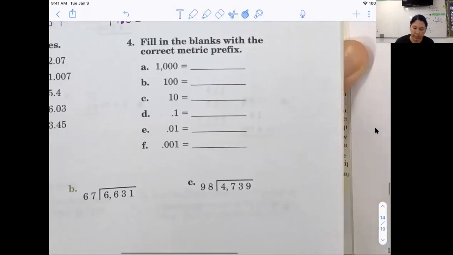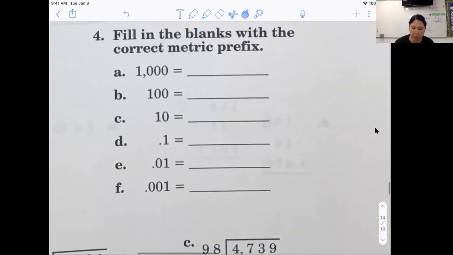All right, let's look at number 4. Let's see who remembers their prefixes. Pause the video here and see if you can do it. And then push play and I'll show you the answers. Okay, here we go. 1,000, kilo. Who got that? Give yourself a star if you got it. I'm going to ask how many stars you got, okay?